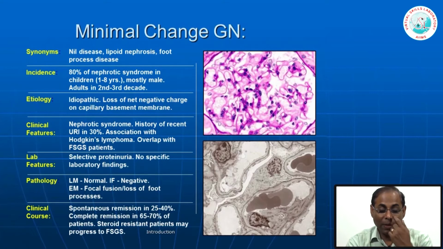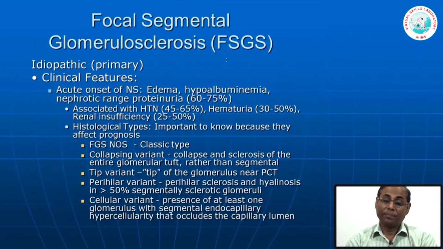The clinical course, they spontaneously undergo remission in 25 to 40% of these cases, and spontaneous, I mean hardly any significant immunosuppression is needed. Complete remission occurs in 65 to 70% of the patients with steroid, but there are steroid resistant patients also, which progress to the next phase of the disease, and most of them evolve into focal segmental glomerulosclerosis. Now, we come to the next group of non-proliferative glomerular disease, that is focal segmental glomerulosclerosis.